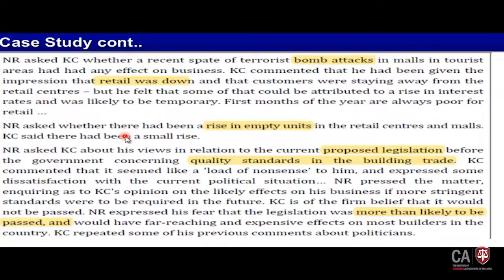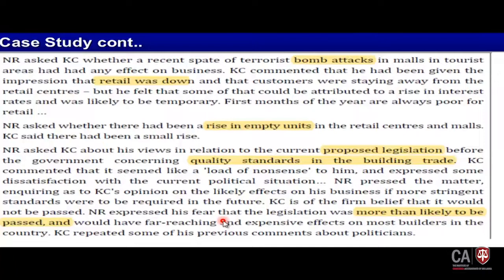Another issue that you can see in the next section is that the partner, before going for a meeting, has studied the industry. So I draw your attention to the areas of understanding, point number one, industry. Because this partner knows the regulation, especially if this is property development, new legislation is going to come and quality standards are going to be tightened in the building trade. Casey commented that it seems a lot of nonsense, complaining about politicians and so on, showing dissatisfaction. The partner pressed the matter, inquiring as to Casey's opinion on the likely effect on his business if more stringent standards were to be required in the future.